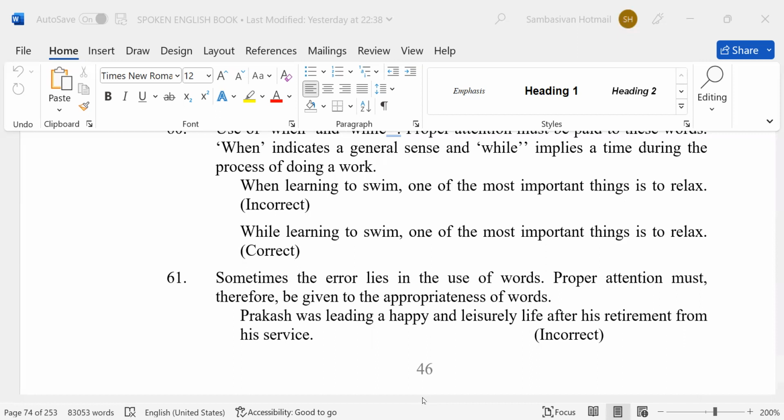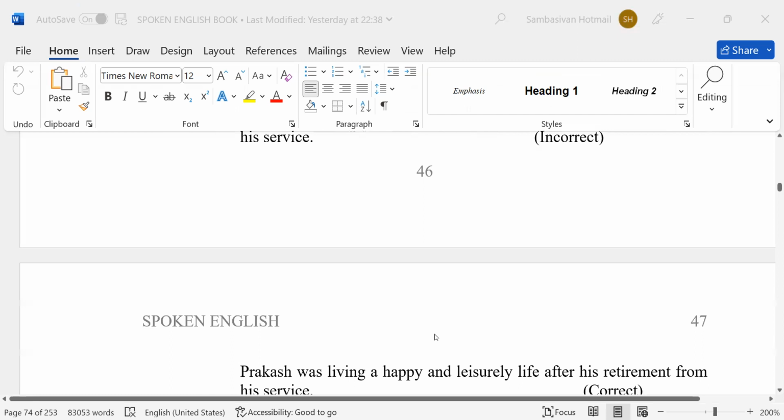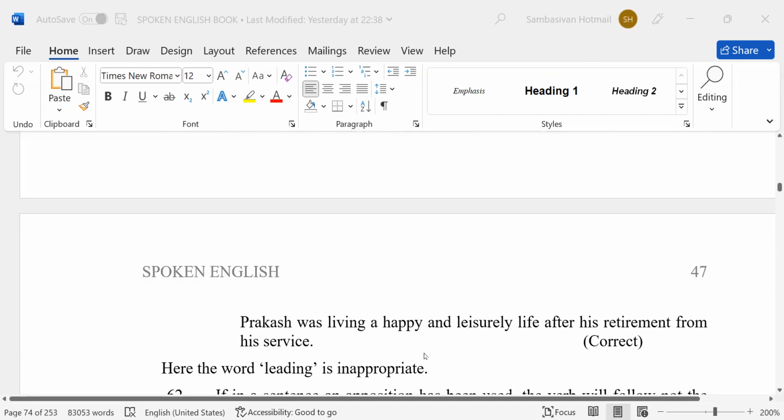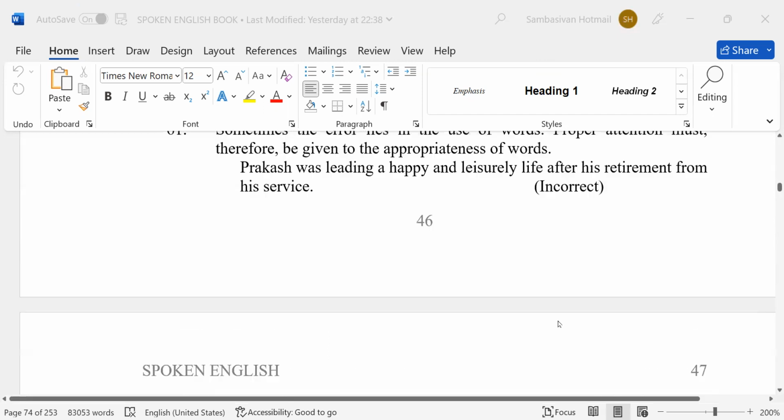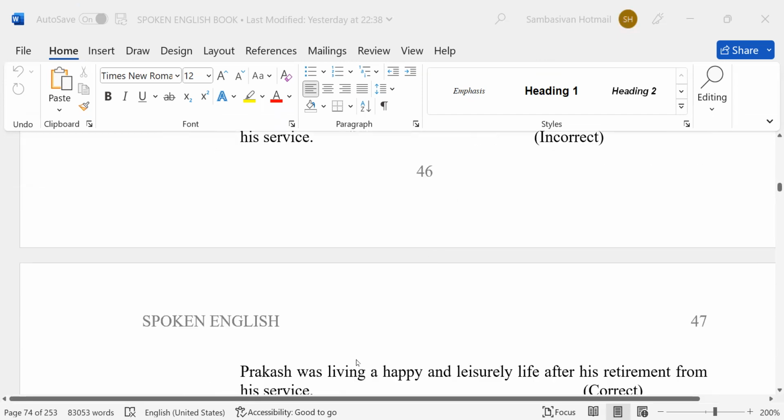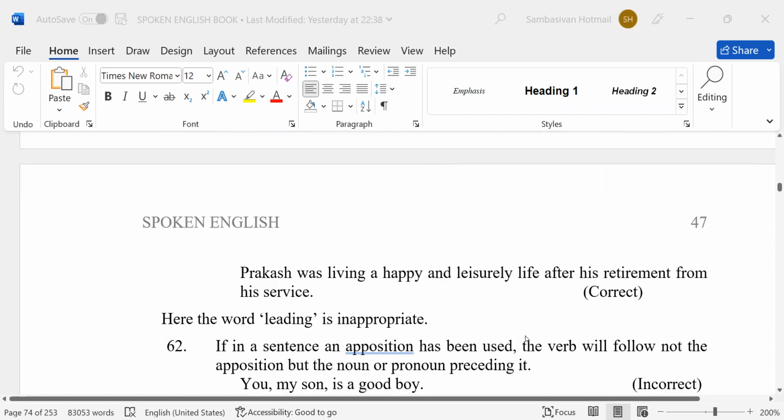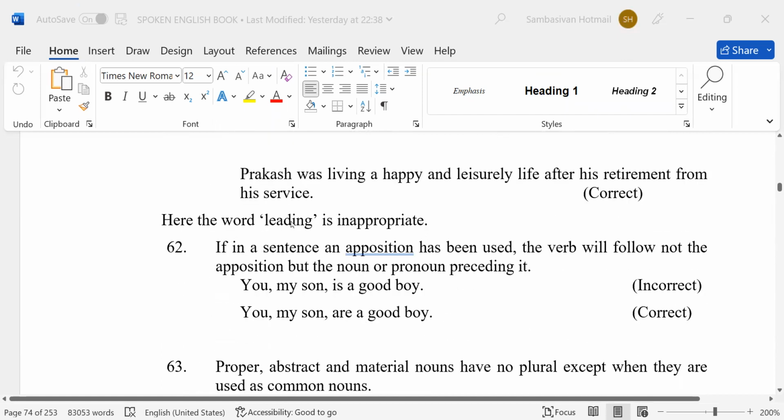Leisurely. Please read. Prakash was leading a happy and leisurely life after his retirement from his service. Okay. Correct. Prakash was living a happy and leisurely life after his retirement from his service. Was leading, no, it should be was living. Here the word leading is inappropriate.